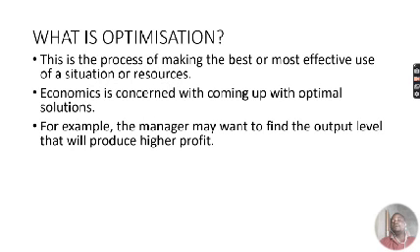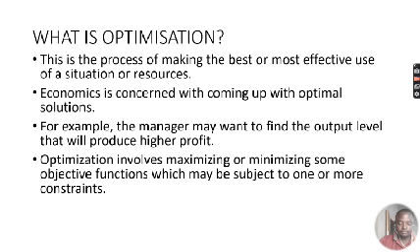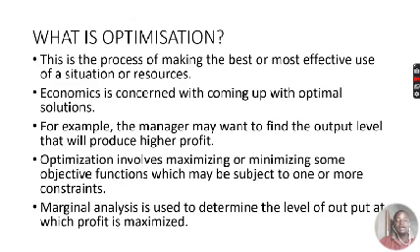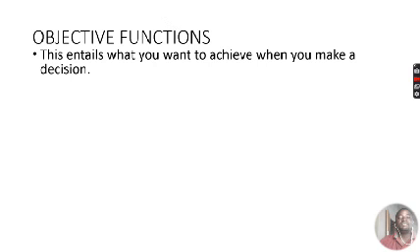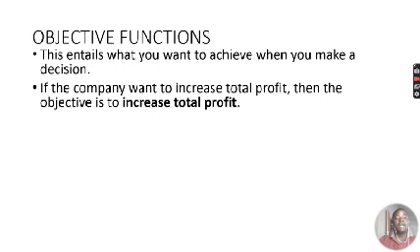For example, the manager may want to find the output level that will produce a higher profit. And we went on and said that optimization involves maximizing or minimizing some objective functions, which may be subjected to one or more constraints. Okay, we went on and talked about an objective function. We said this entails what you want to achieve when you make a decision. And we said if the company wants to increase the total profit, then the objective is to increase total profit.